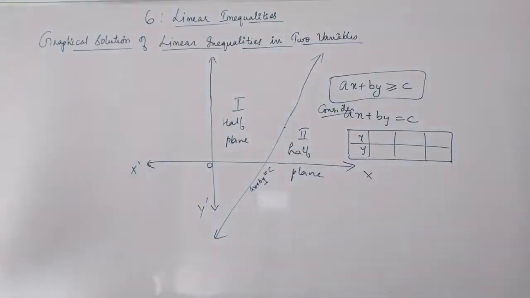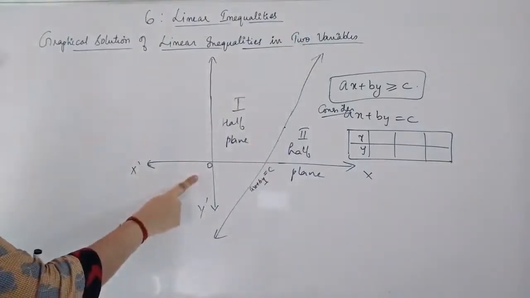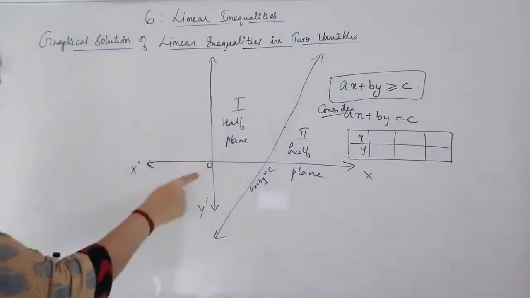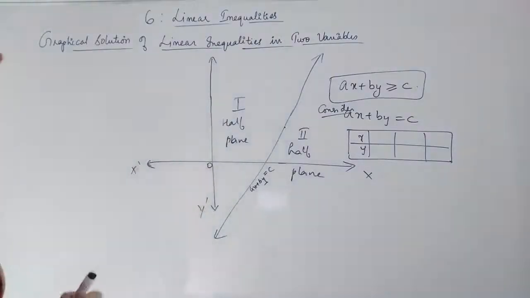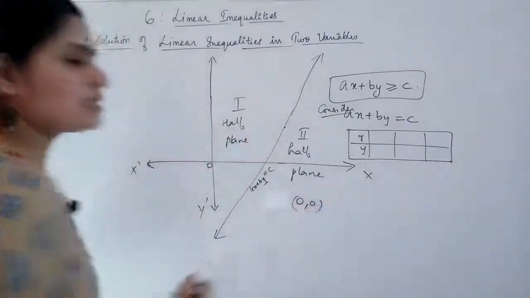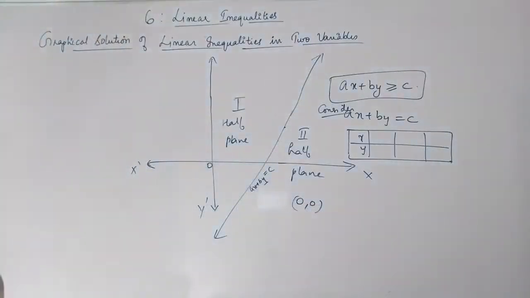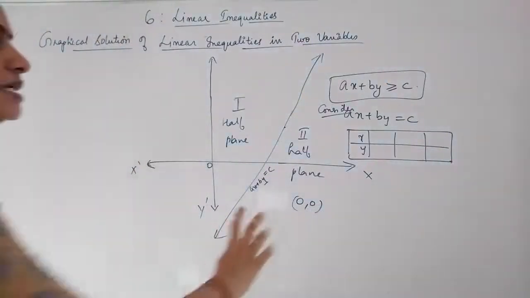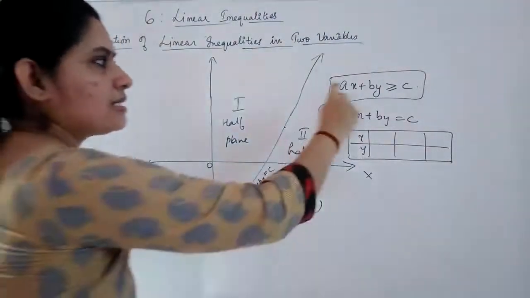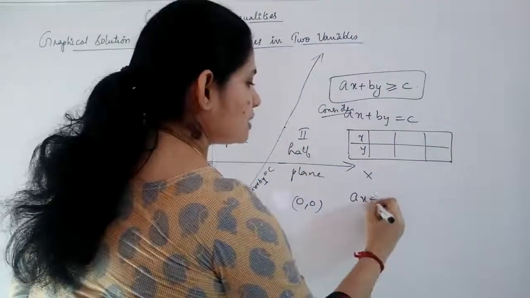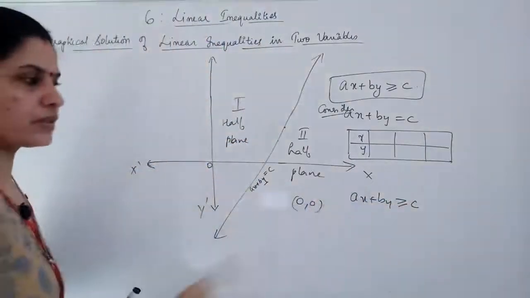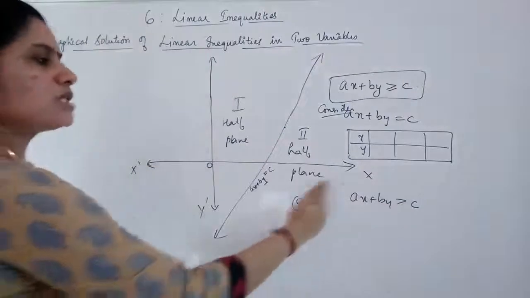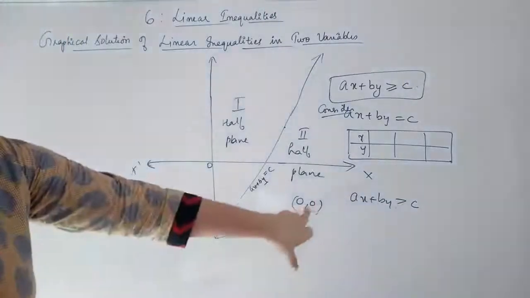For that, what we will do is, if the line which you have drawn is not passing through 0, 0, you have the perfect option of taking 0, 0 as a point to check where the inequality is satisfying. That means you just take 0, 0 and go for the inequality ax plus by greater than or equal to c. Now, in that you just replace it. You just replace this value of x and y with 0 and 0.